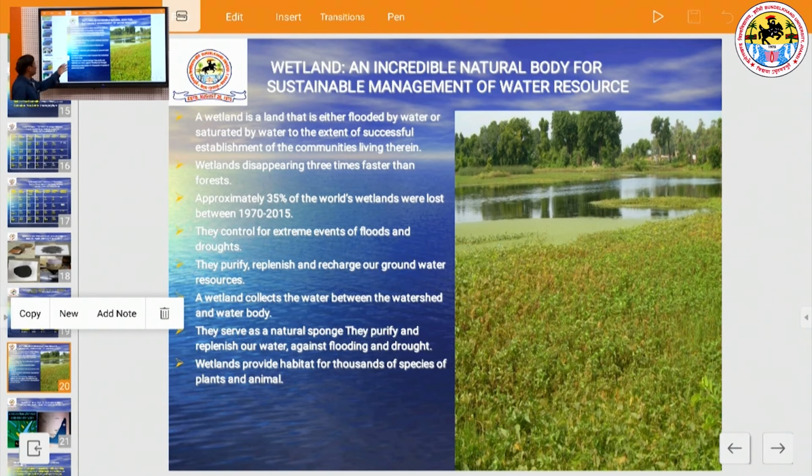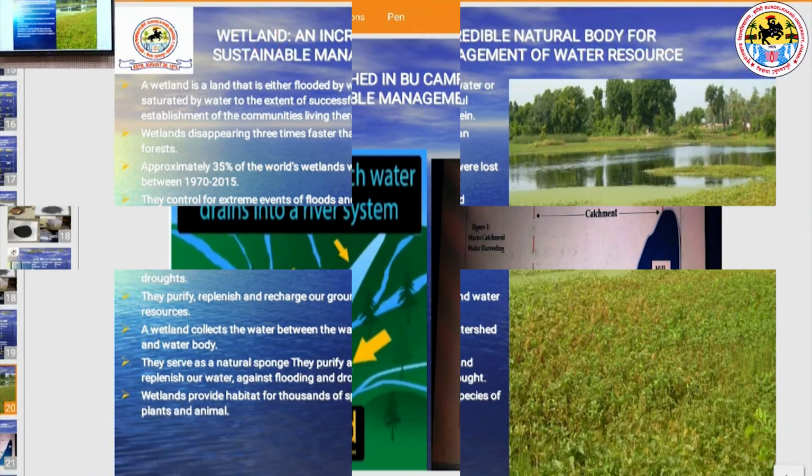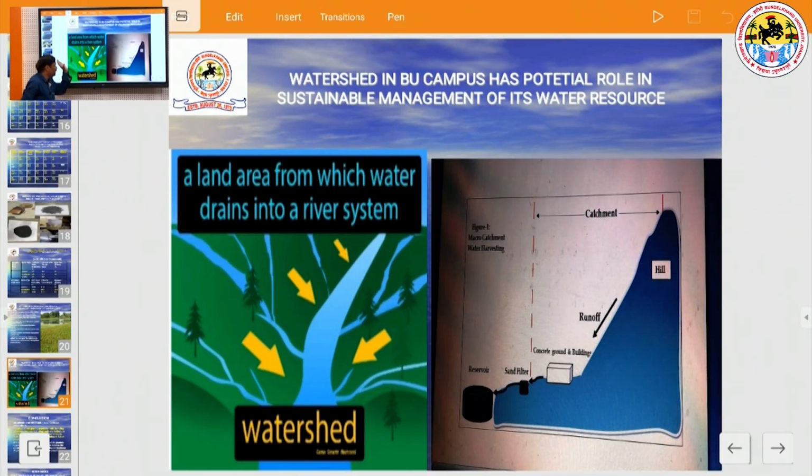A wetland collects the water between the watershed and the water body. They serve as a natural sponge. They purify and replenish our water and protect against flooding and drought. Wetlands provide habitat for thousands of species of plants and animals. Now the next slide, as I have already given you, this is the watershed area. We have a unique situation to make use of this watershed area in the campus, and that can be a model.